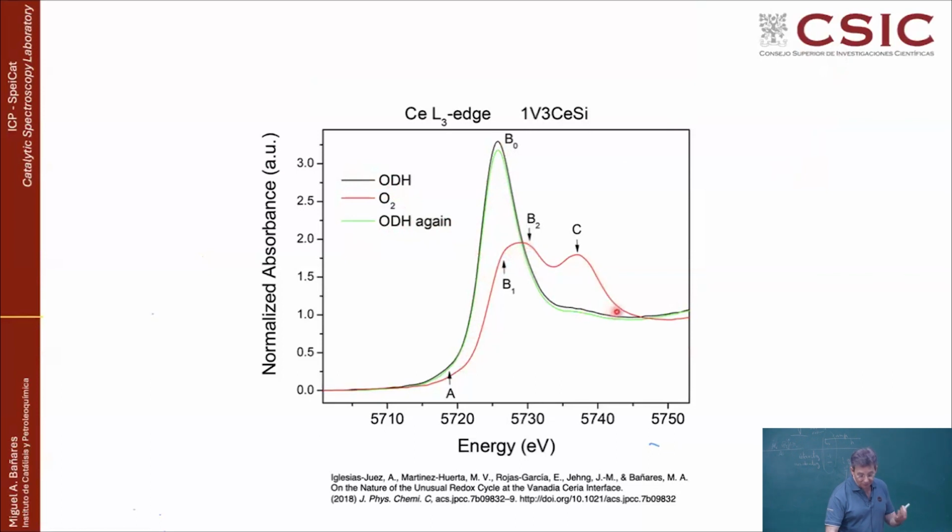Basically, the catalyst is reoxidized and the cerium is reoxidized to cerium 4+. And if you go back to the reaction, it's completely reversible. You see black and green. It goes back to a reduced phase.